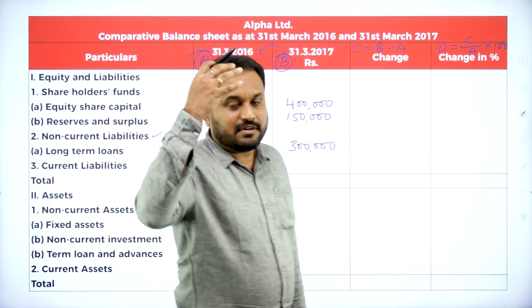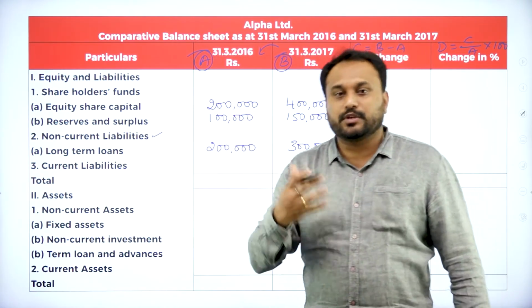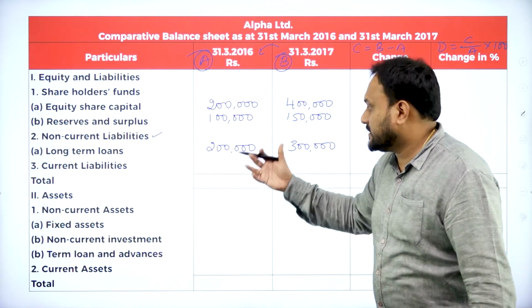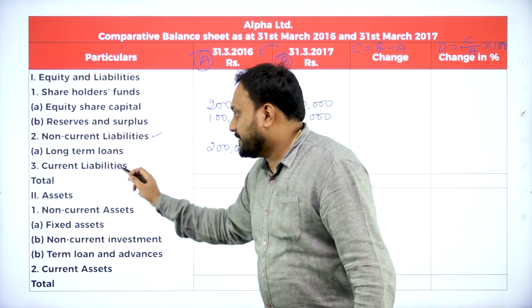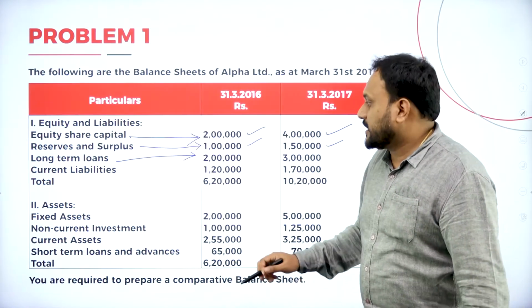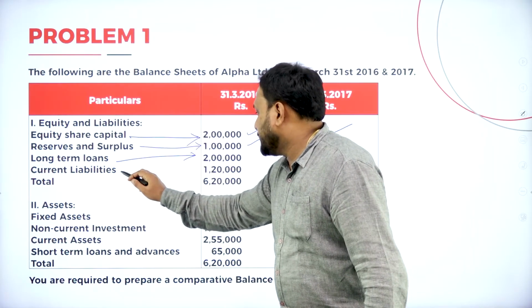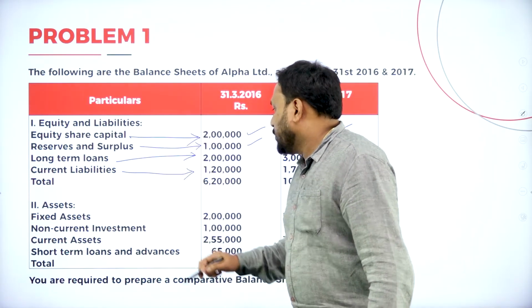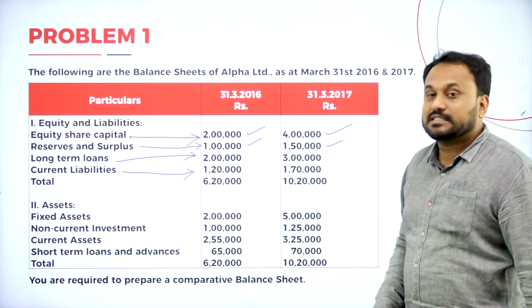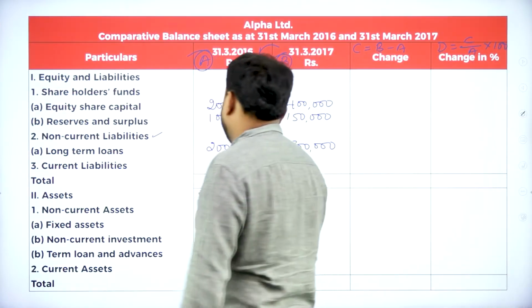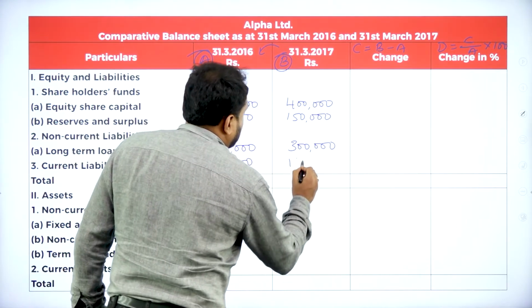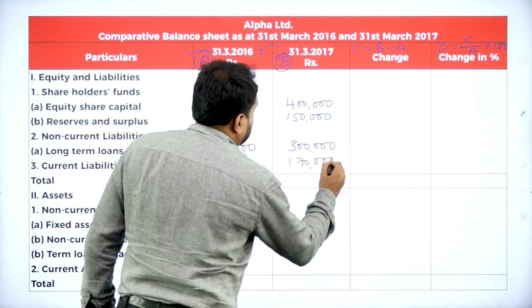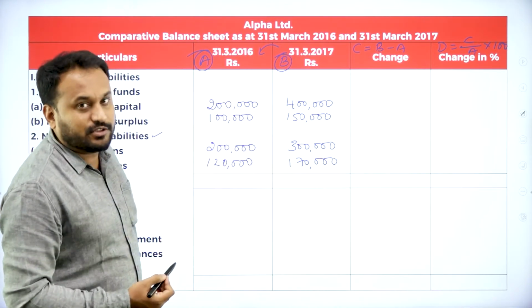So this is what you are supposed to go through. We have a set of rules and regulations, and we go with those conventions and concepts. That's the reason we are going through all these in detail. And the last one here is current liabilities. How much are the current liabilities here? The current liabilities are 1,20,000 and 1,70,000. Done.